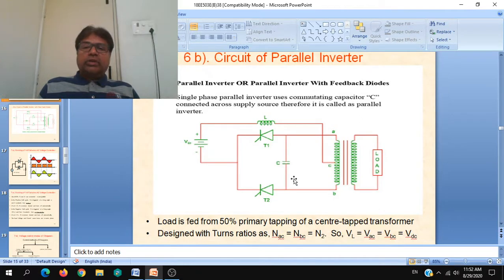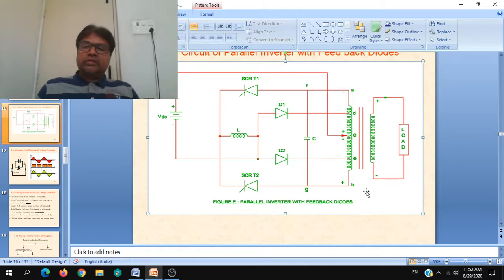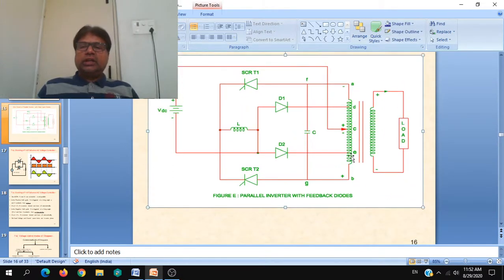And it is proper to indicate the turns ratios on the transformer itself, which is written over here. You need not write, just indicate these turns ratios on the figure itself. That is turns ratios NAC, NBC equal to N2, likewise. Indicate them on the circuit diagram only. And then again this is 50%. Just indicate this as 50% tapping. The same thing can also be done for this diagram. Indicate the turns ratios and also mention the 50% tapping.